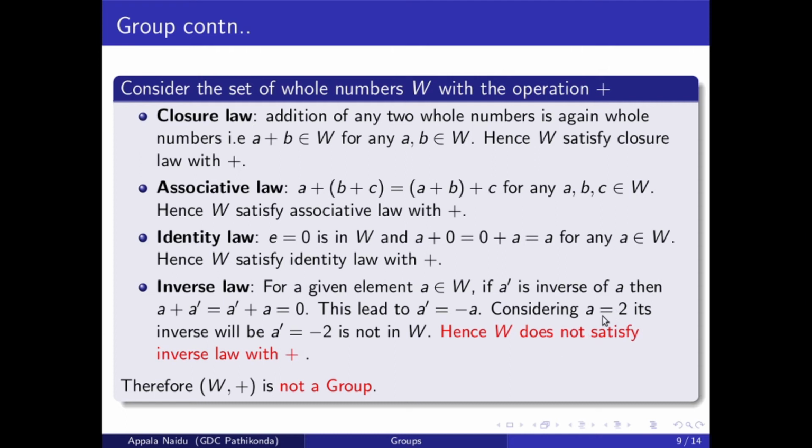So now let us take a equal to 2. For a equal to 2, the inverse of a with operation plus will be minus 2. But this minus 2 is not in W, since the set of whole numbers starts with 0 and it goes 0, 1, 2, 3, and so on. Hence, W does not satisfy inverse law with the operation plus. Therefore W with the operation plus is not a group.